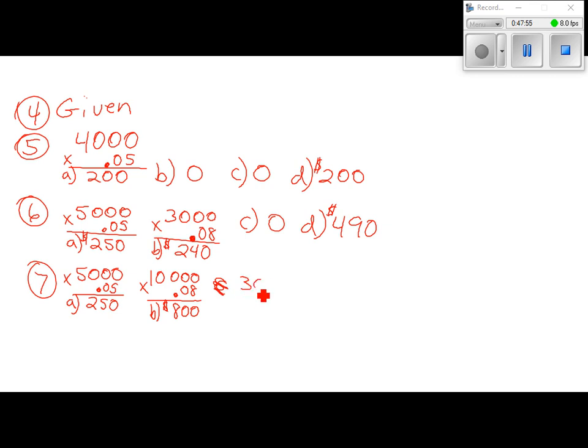So we're going to take the extra 3,000 and multiply it by, what's our percentage? 0.10, 10%. What's that give us? 300. So the answer to C is $300, and the total would be 1,350.